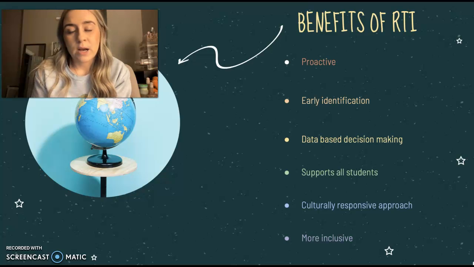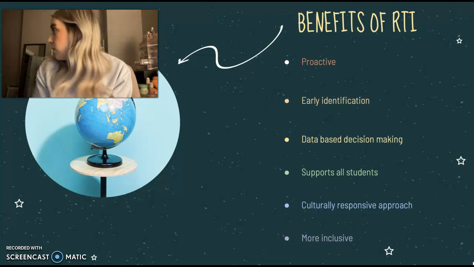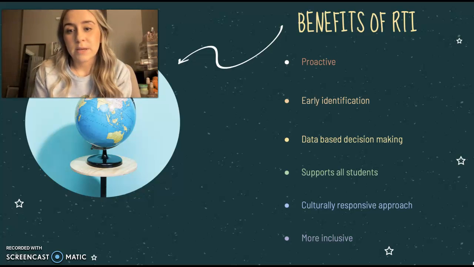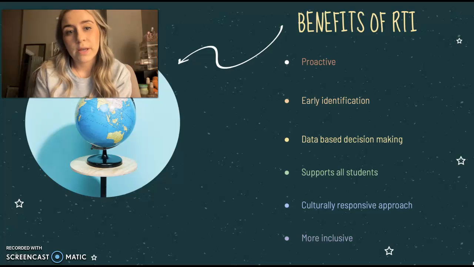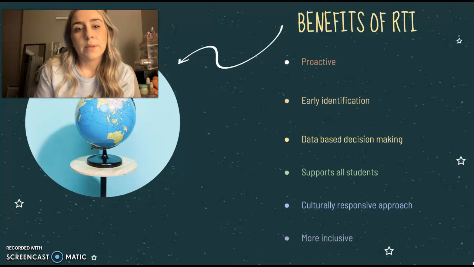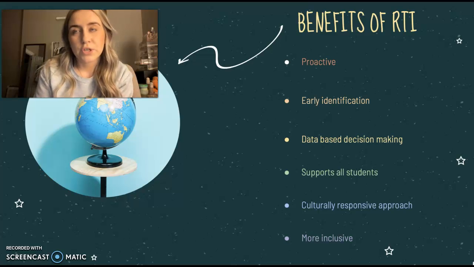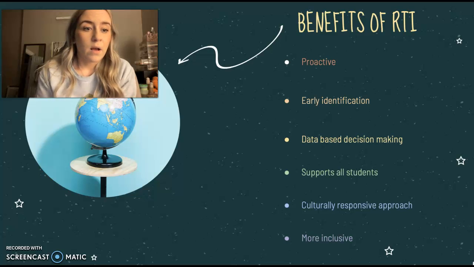Another reason why RTI is highly recommended is because it is based on data. Student data throughout all three tiers provides educators with concrete evidence of what's working and what's not working. This supports all students and provides a culturally responsive approach. Like I mentioned earlier, sometimes in the discrepancy model, we're seeing an over-identification of students of color. It's also more inclusive. It doesn't single everybody out right away. Everybody's doing the same thing.